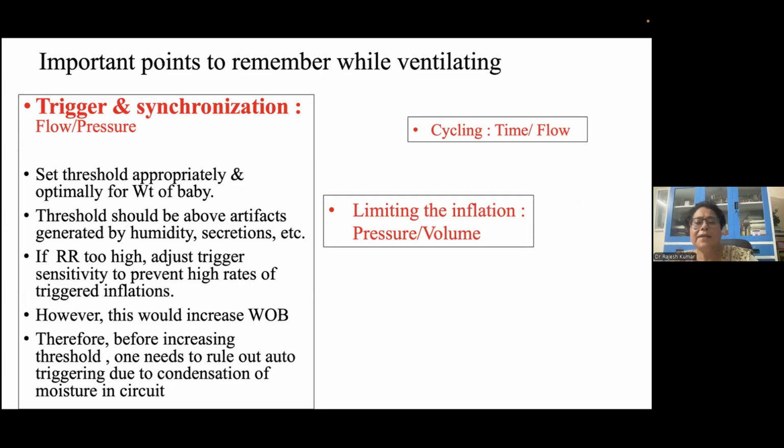Now, limiting the inflation can be through pressure or volume, and the cycling can be by time and flow. So if we are thinking of keeping a baby on pressure support ventilation, there has to be flow cycling in the ventilator. So that needs to be understood.